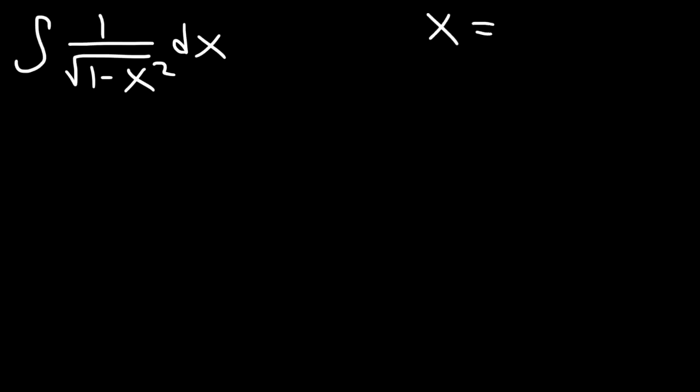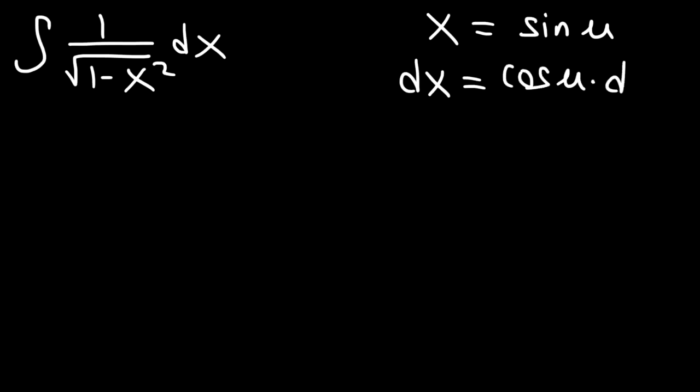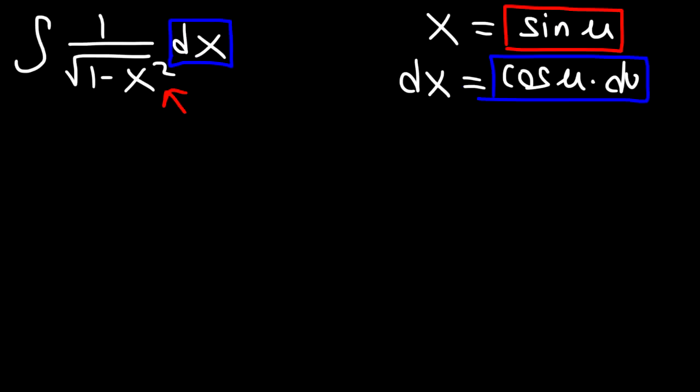So what should we replace x with? We need to replace x with the sine function. So we're going to say x is equal to sine of u. dx is going to be the derivative of sine, which is cosine u times du. So let's replace x with sine u, and at the same time let's replace dx with what it equals, that's cosine u du.